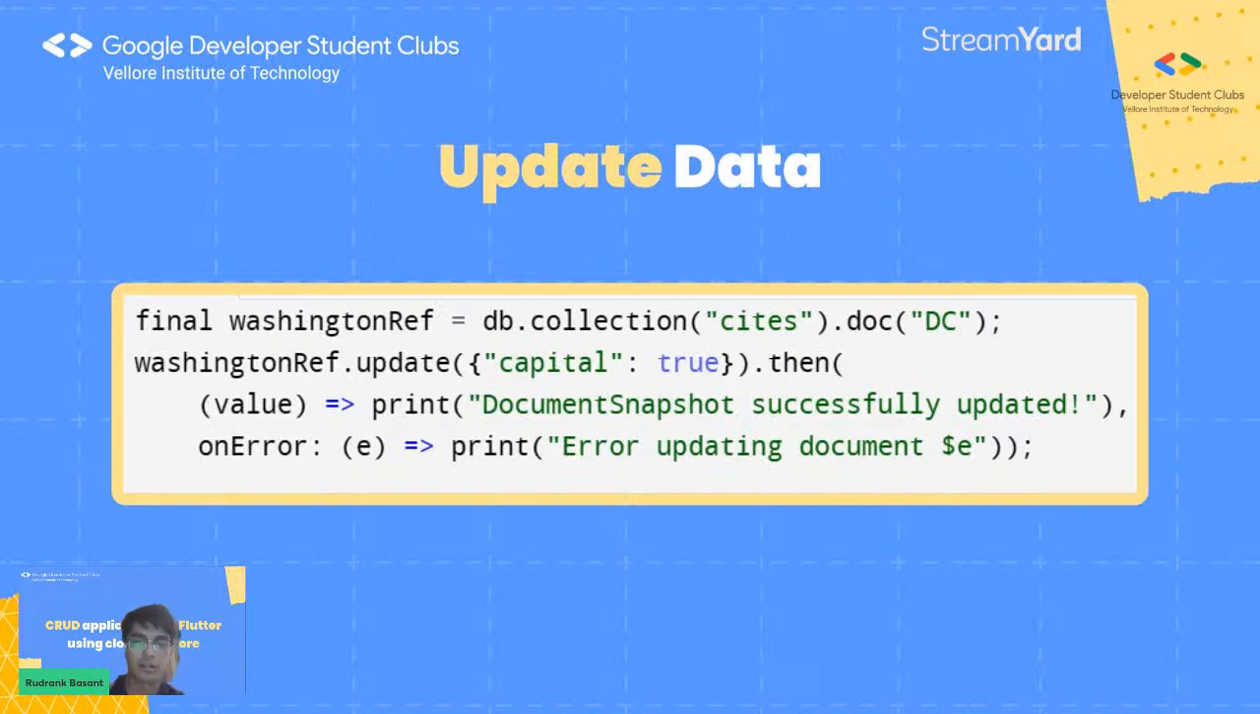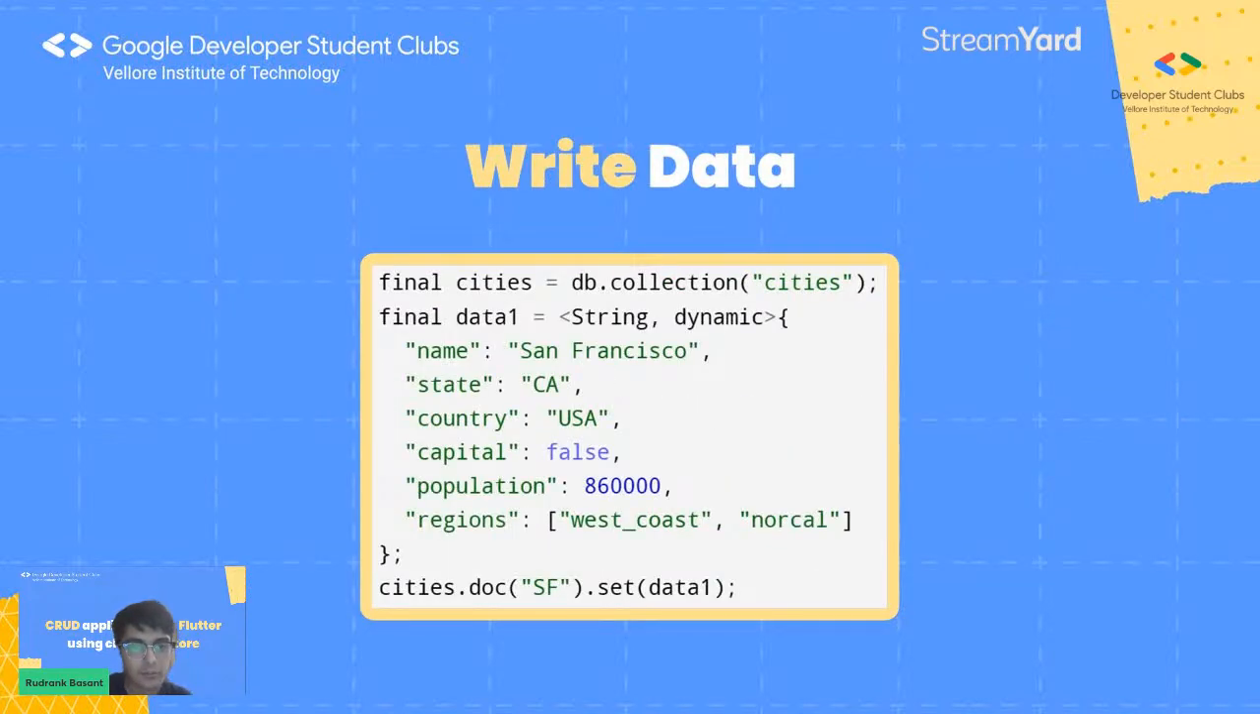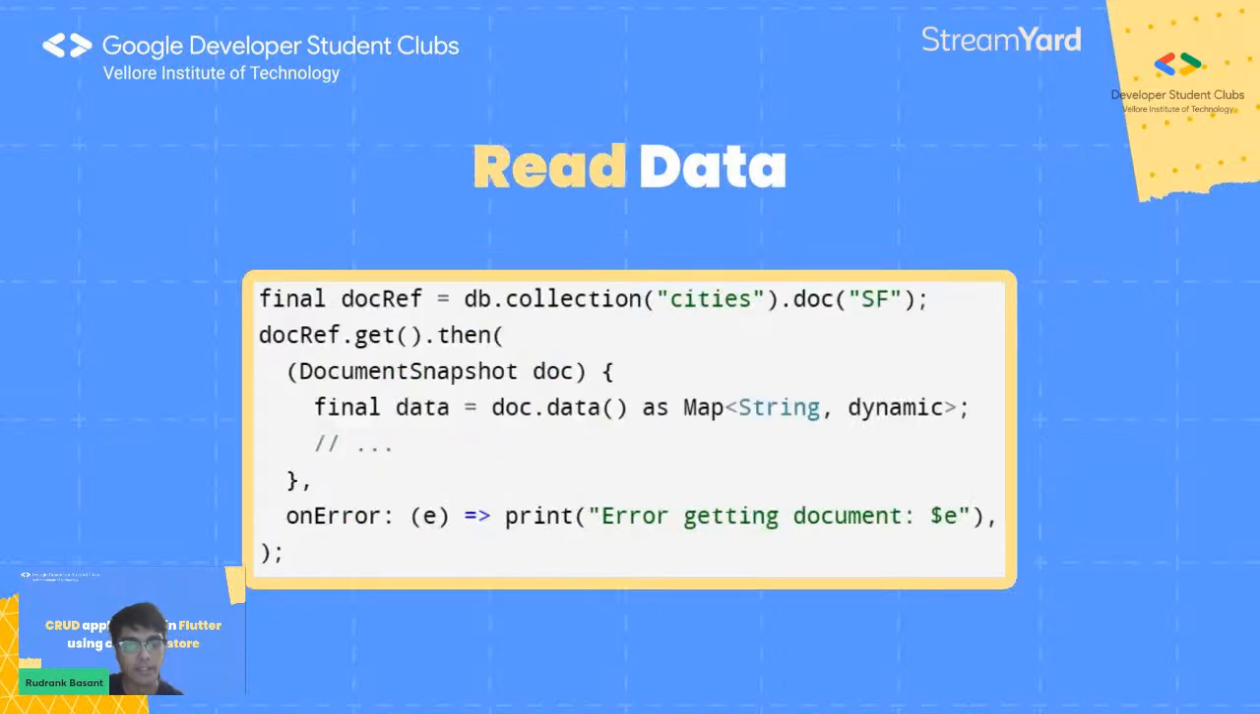Now the third CRUD function is the update function. Here, as you can see, we have stored a field called capital, and we have set it to false. But suppose we want to make it true. Suppose we are updating the value.